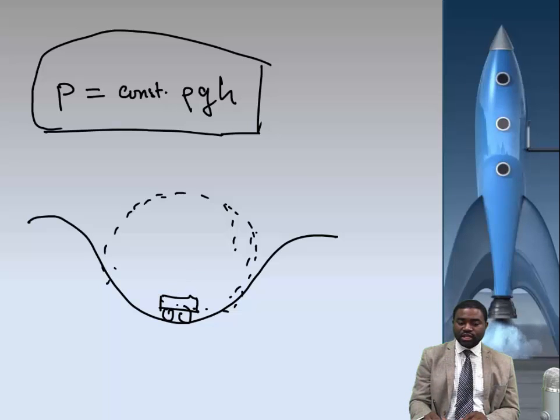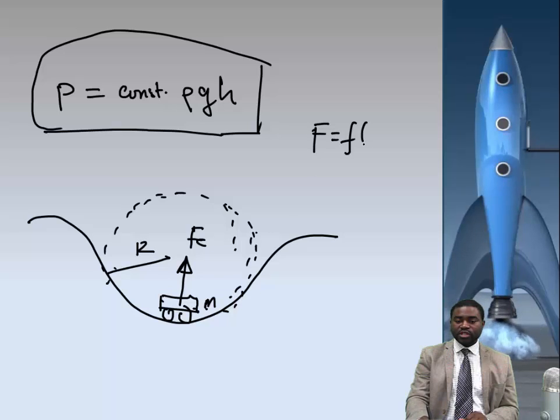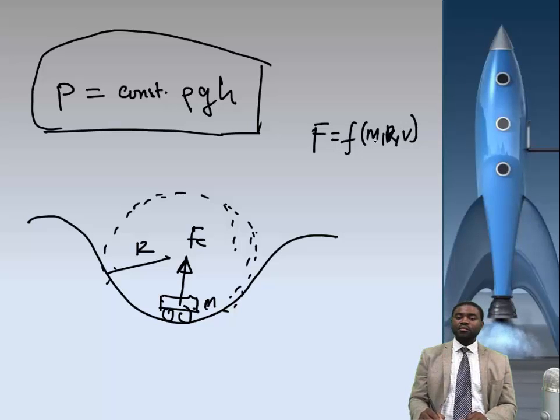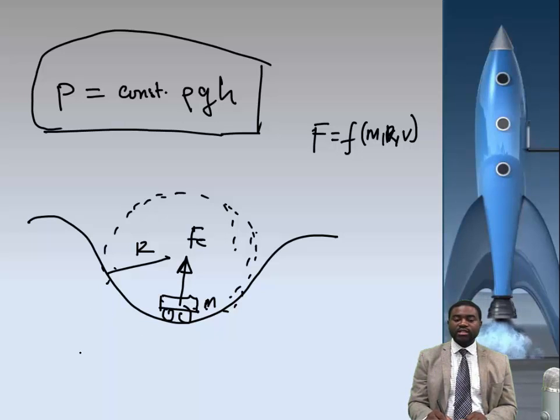And since you are a physics student, you are curious to calculate the centripetal force that you are feeling. So we are interested in that force that you're experiencing towards the center, called the centripetal force. You have your mass, you have your weight, and the track radius is R. So the possible factors are: F depends on mass, radius, and your speed. If that is the case, we would say that F is equal to M^x R^y V^z.